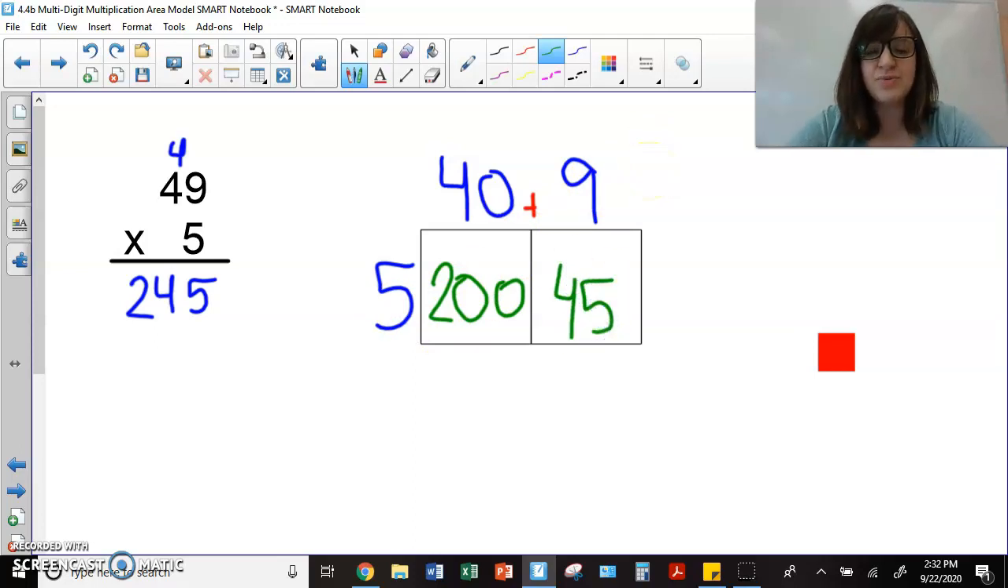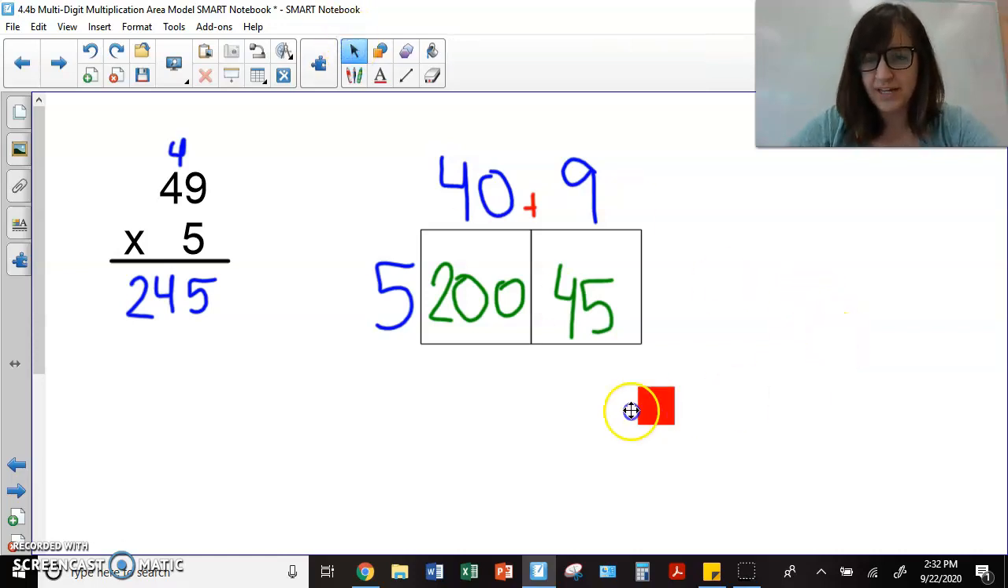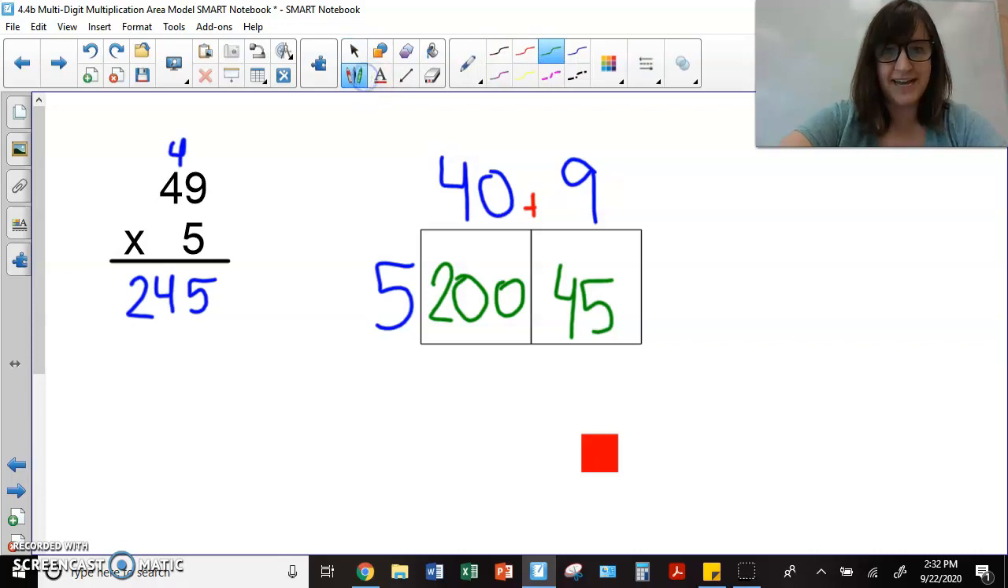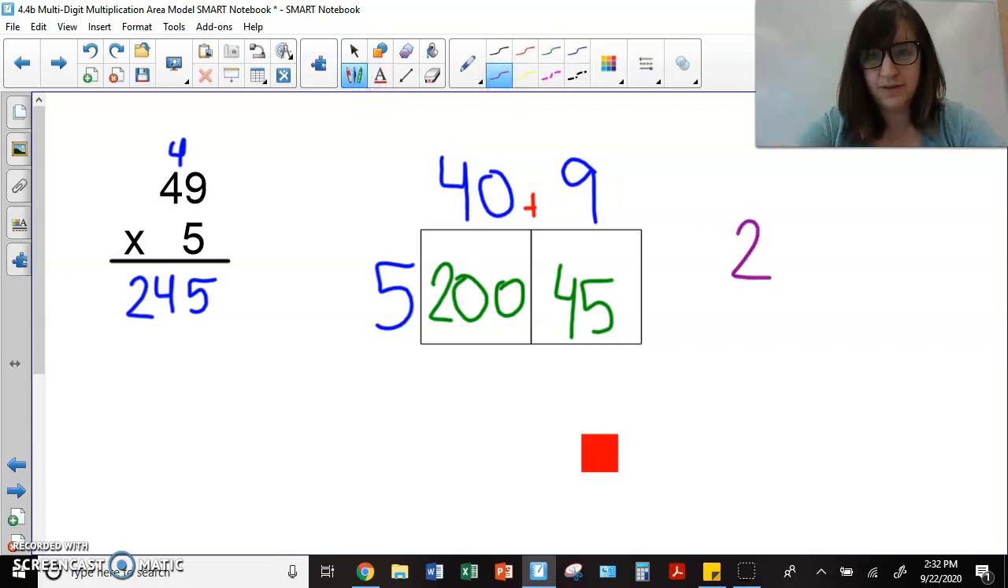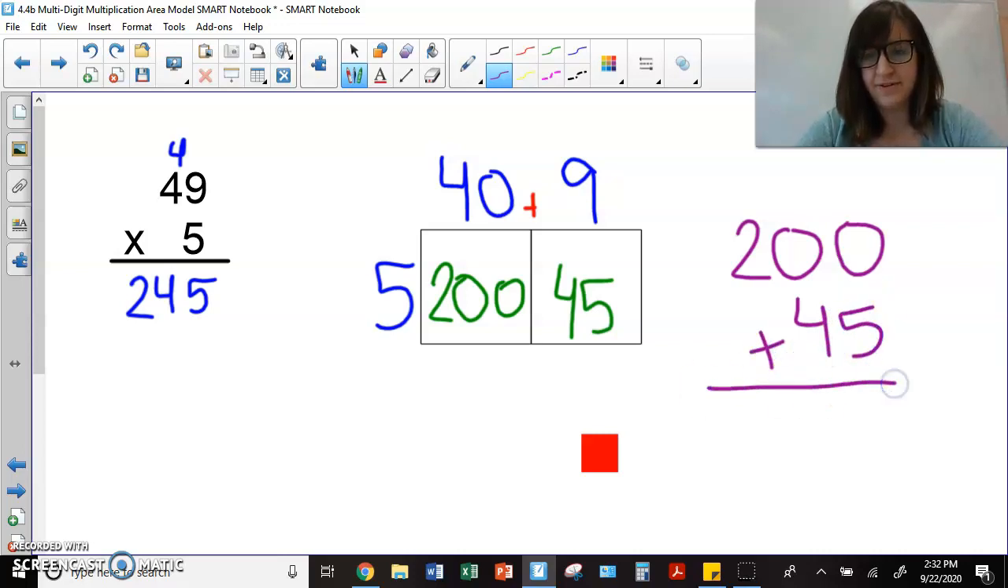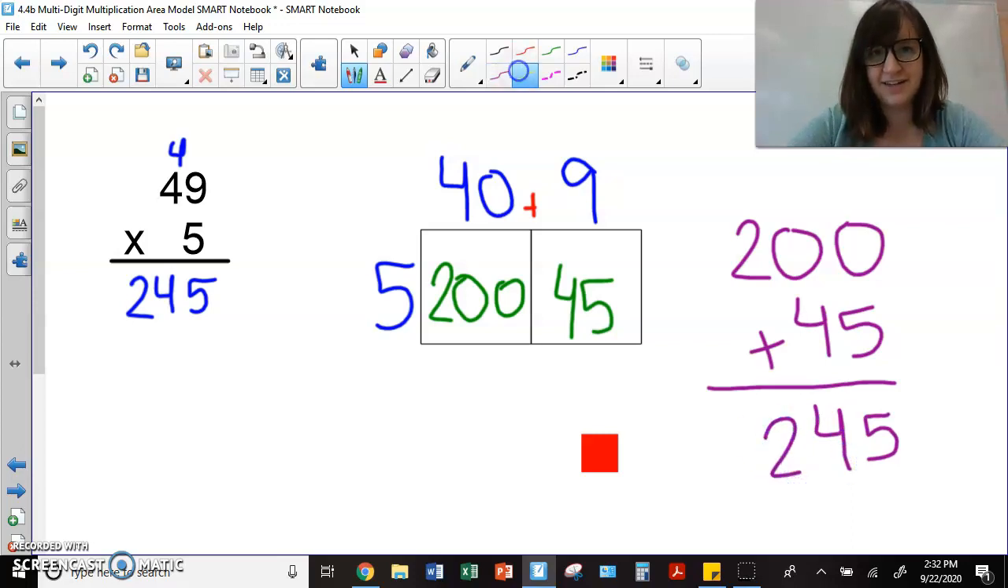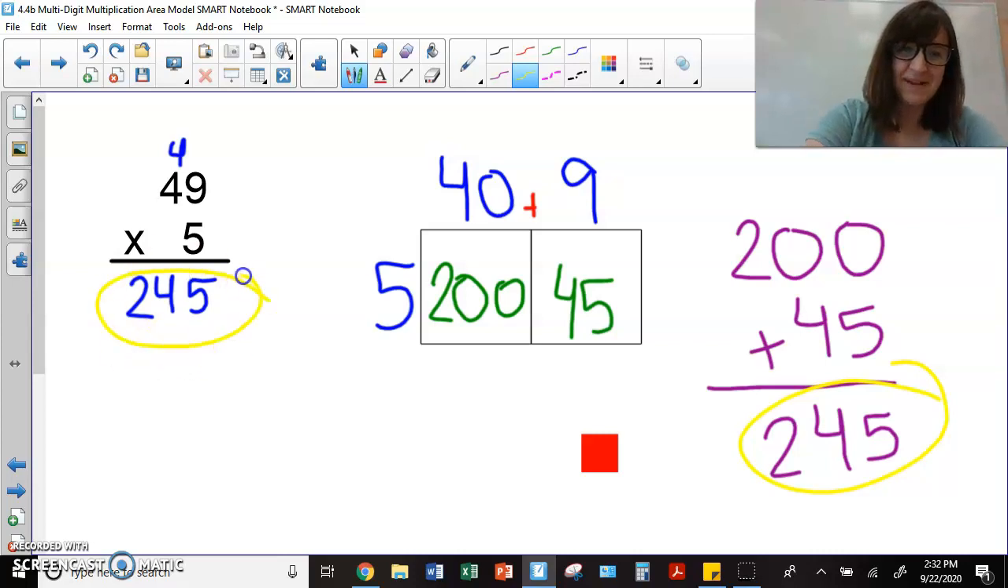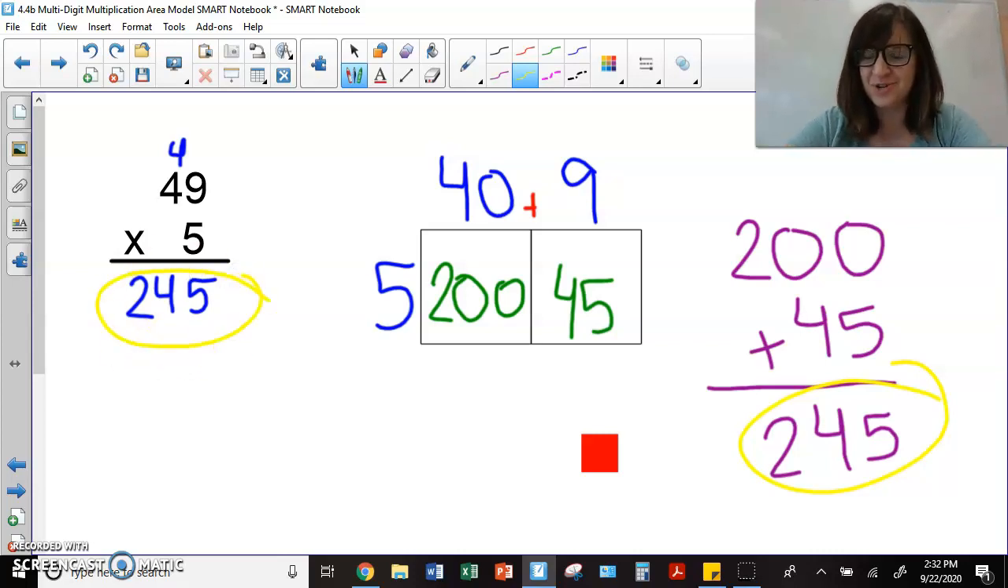Okay, so now I'm going to take these two amounts, 200 and 45, and I'm going to stack them up. So I'm adding 200 plus 45, and I get 245, which is the exact same as if I multiplied it using the traditional method. Same answer, different way to get there.